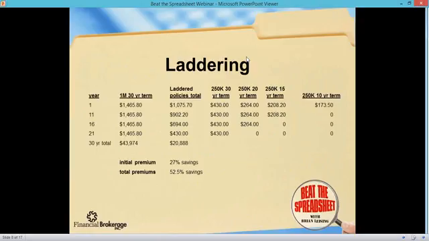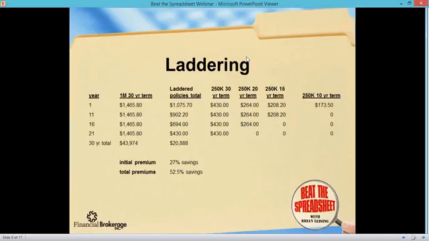What we're going to do here is ladder separate policies that match each of those needs that I just described. So we're going to get our client 4 $250,000 policies for 30 years, 20 years, 15 years, and 10 years. Now, initially, our premium has dropped all the way to $1,075. That's 7% savings of our $1,465. And like all the infomercials out there, but wait, there's more, right?